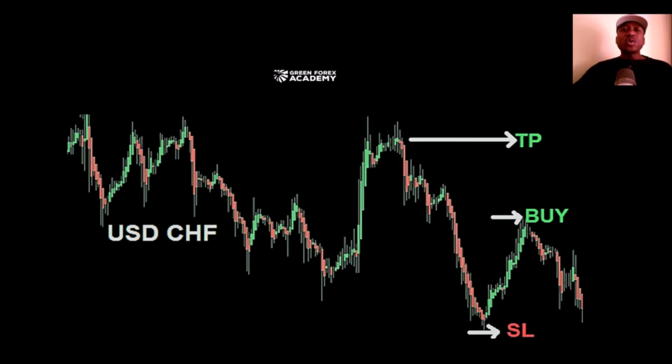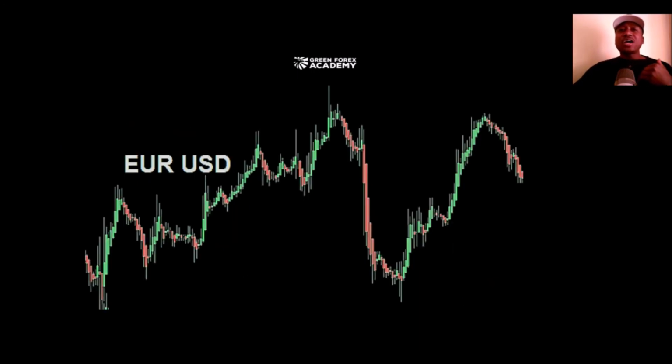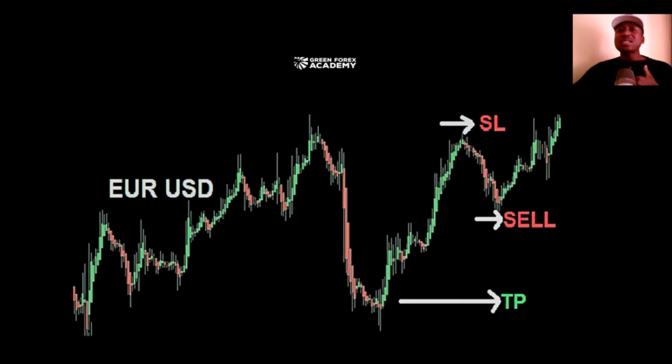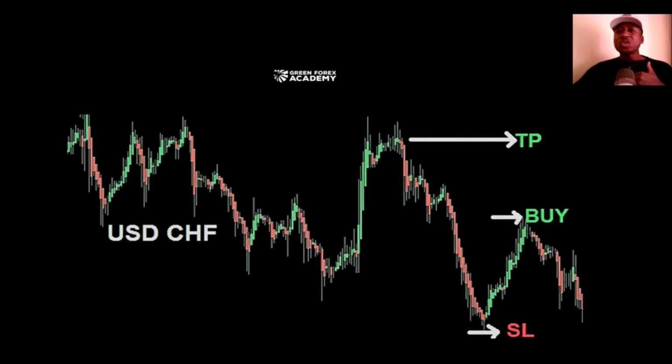So a trader who enters 2 trades at the same time, Euro USD, from this point thinking the market is going to drop down, and then at the same time he jumped into another trade thinking the market is going to go up, but to his surprise the Euro USD was a loss, and then the USD CHF was a loss. Now you can see from these 2 trades he has doubled his risks.